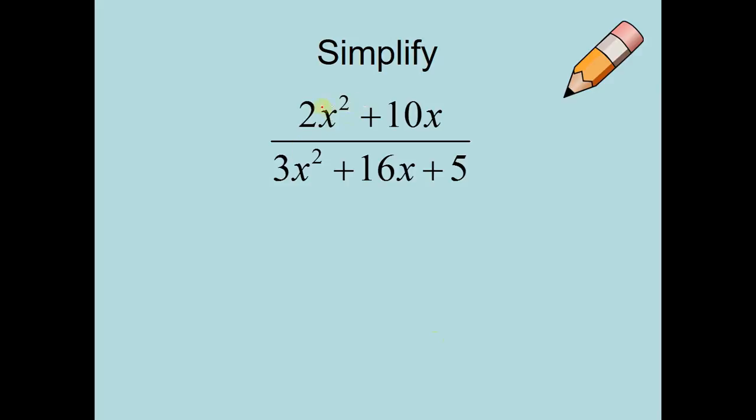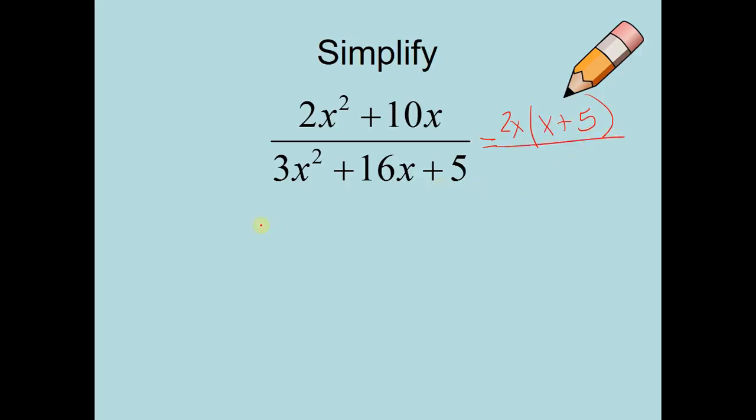Next one. So I can't cancel out the x squared over x squared, guys. That would be bad. Don't do that. Let's factor again, numerator and denominator. This is why factoring becomes so important. So it looks like 2x needs to be factored out of the top, which would leave me with an x plus 5.